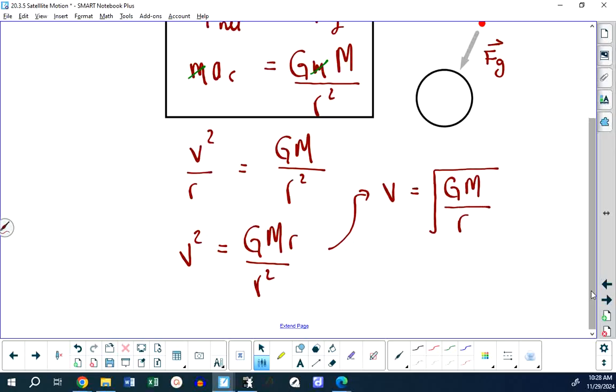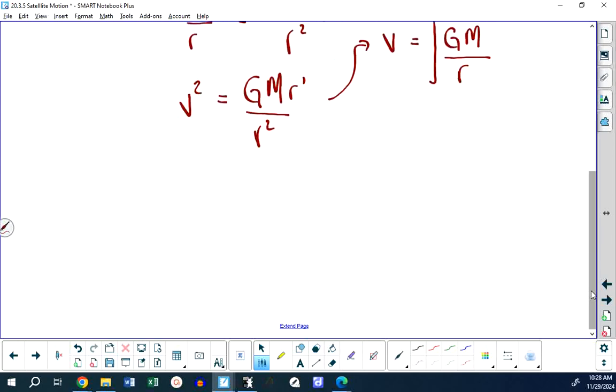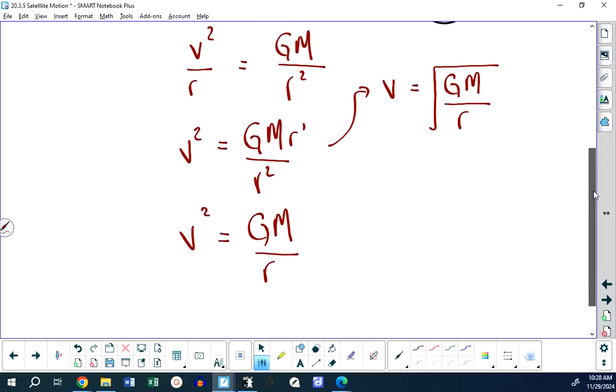And that square root extends over all of GM over r. You've got r to the 1 on the top of this expression, and you have r squared on the bottom, so that cancels. If you like, I'll put v squared equals GM over r before we get to this. I think most of you are capable of just going from v squared equals GM r over r squared to that. The physics is done. It's the matter now of putting the numbers in the calculator.